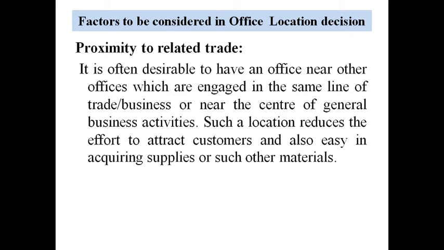Proximity to related trade is a factor affecting location decision. It is often desirable to have an office near other offices which are engaged in the same line of trade or business, or near the center of general business activities. Now you can easily guess the reason. The reason is that the related businesses will draw the same customers this organization can also attract. Such a location reduces the effort to attract customers and also makes it easy to acquire supplies or such other materials.